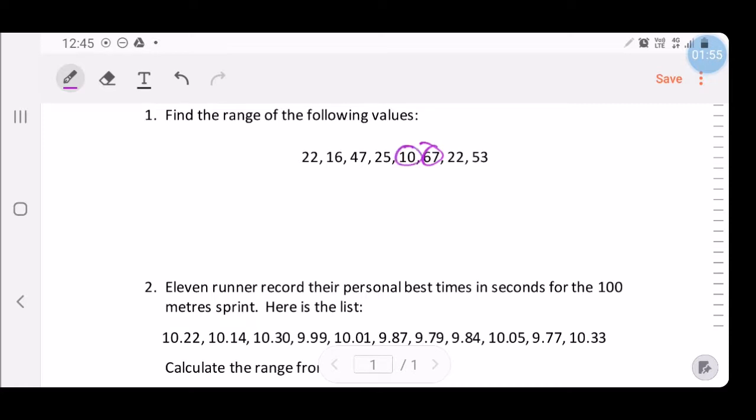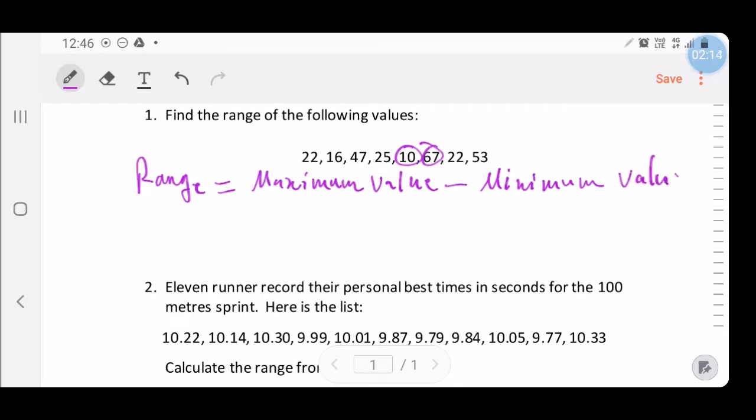Okay, so here's the formula. Range equals maximum value minus minimum value. Couldn't get much easier than this. Line up our equal signs. Well, the maximum value in this data is 67 minus the minimum value, which is 10, and that equals 57.